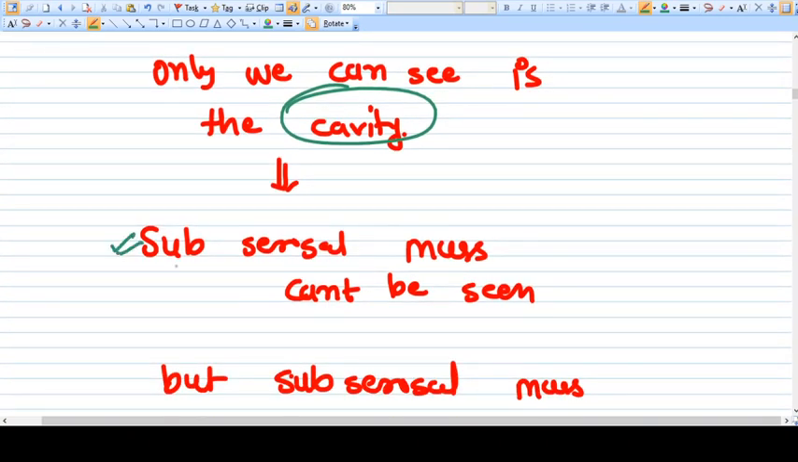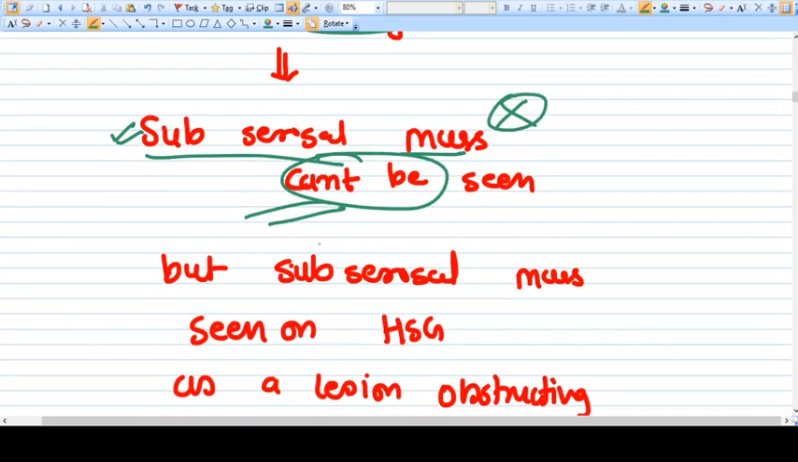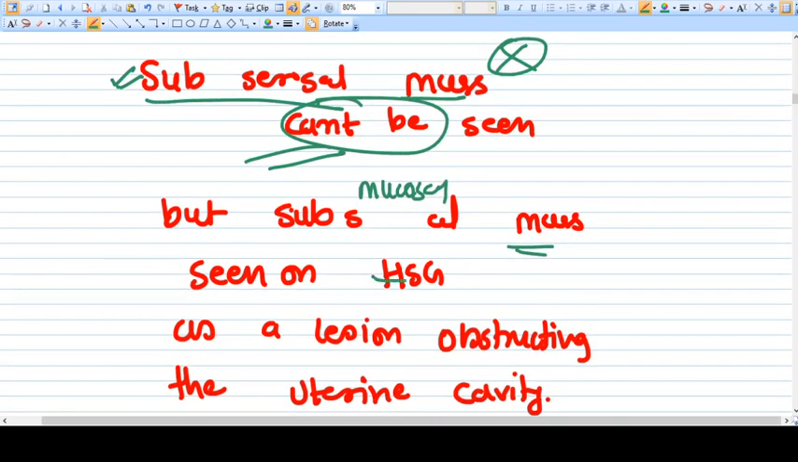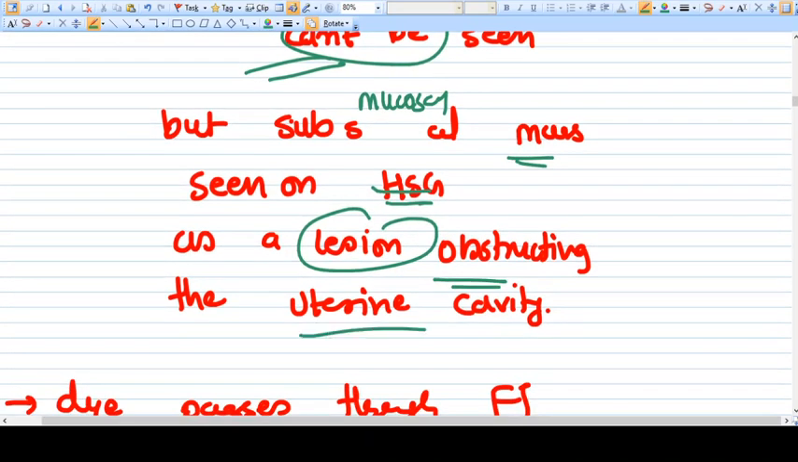That means a subserosal mass, which can be a fibroid, cannot be seen, because the subserosal fibroid is not inside the cavity. That's why it's not seen. But a submucosal mass is seen in the HSG. Why? Because this lesion is obstructing the uterine cavity. Anything that obstructs the uterine cavity can be seen.